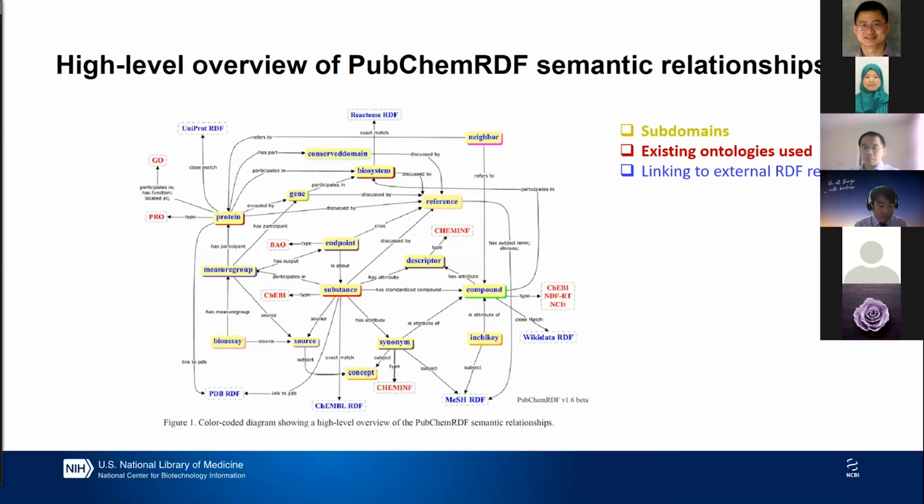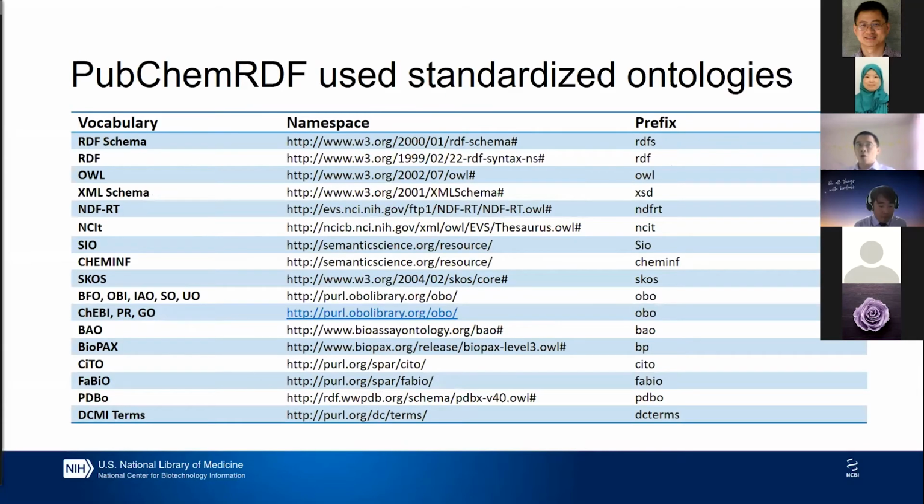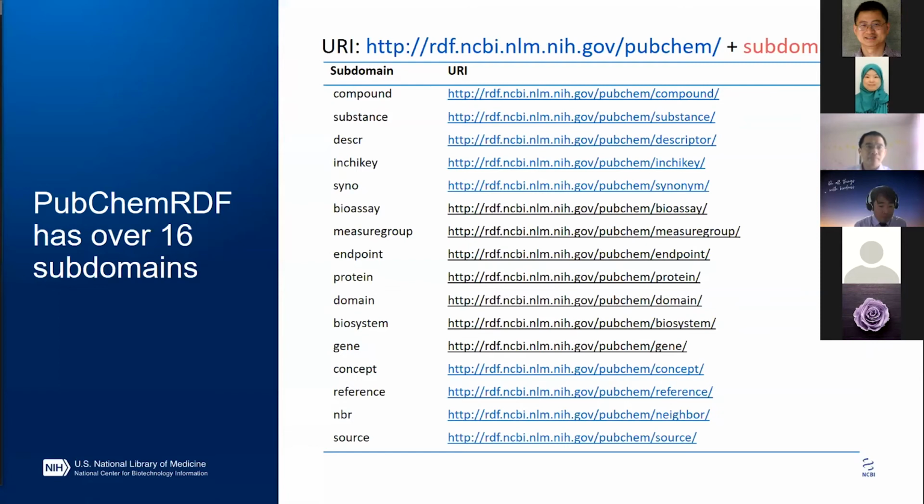PubChemRDF uses existing standard ontologies from the community to create semantic relations. Rather than create a set of our own terminologies, here is a list of standardized ontologies we're using. You may be more familiar with these. These are subdomains of PubChemRDF. These domains can be loaded together or separately into a SPARQL query or local triple store.